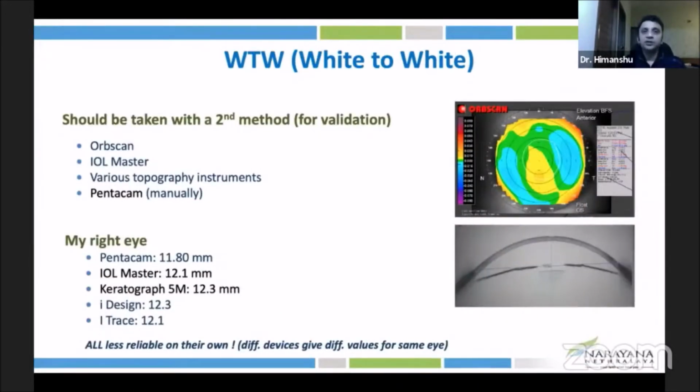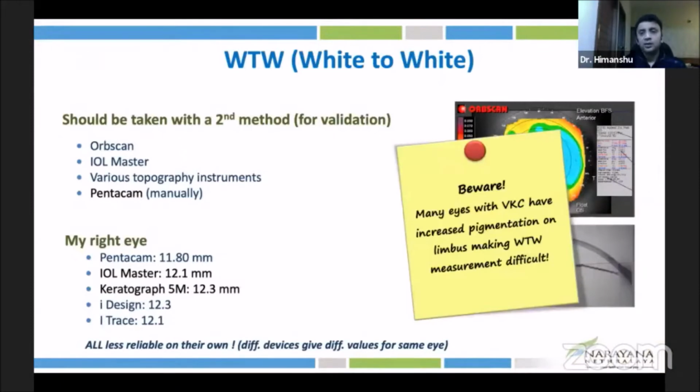I always would suggest that we use two devices to confirm. One is the digital caliper, which I use as a confirmatory device, and the primary measurement I take from an optical device, which can be anything. It can be your topographers like OPD-Scan, IOLMaster, or my preferred method would be Pentacam. Now, please remember, the measurements taken from different devices can have significant variability. As you can see from here, my own right eye measured on different devices has significant variability.